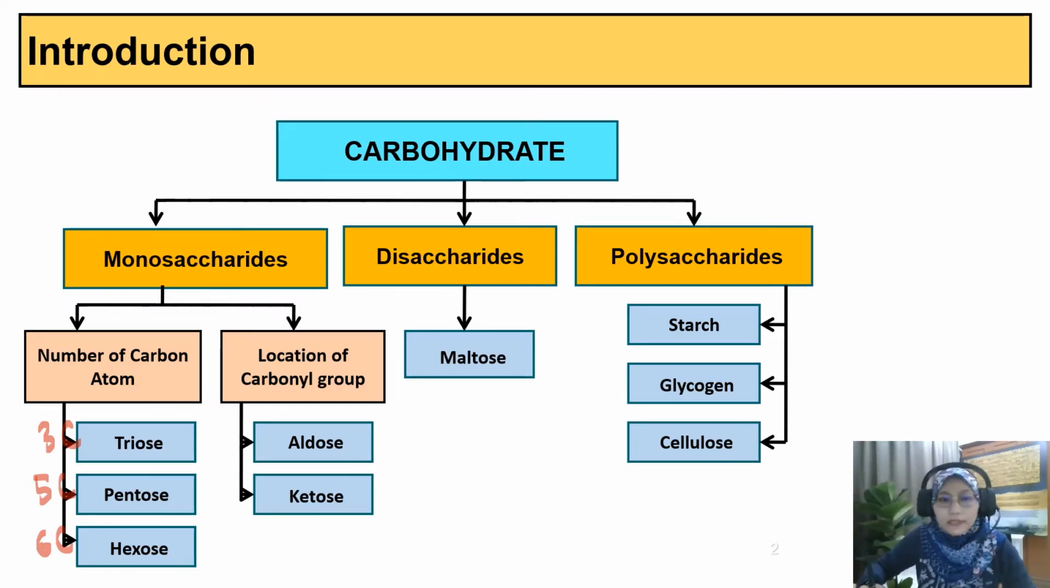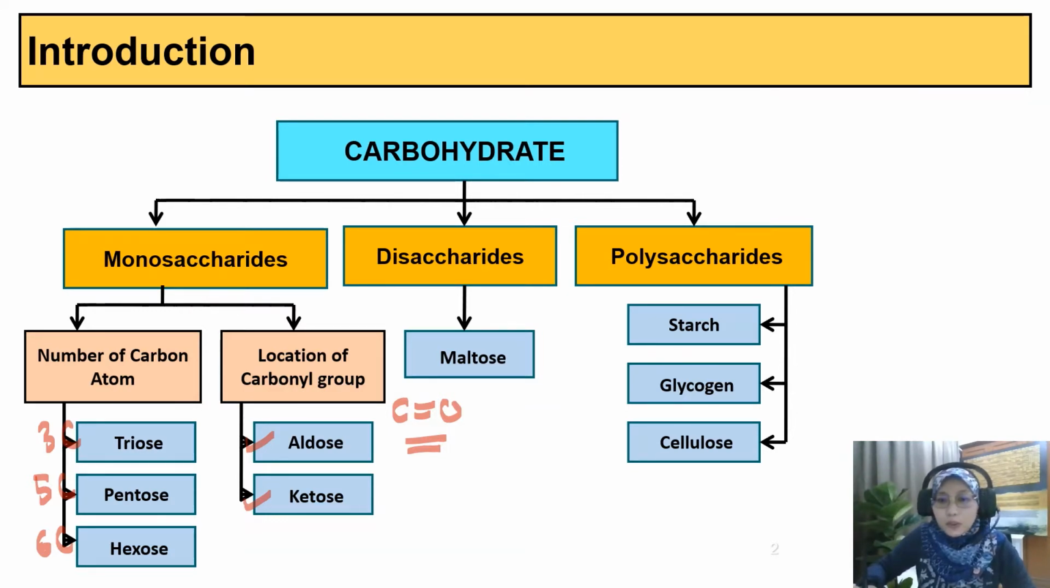Whereas, based on the location of carbonyl group, C double bond O, the carbonyl group can be positioned in anywhere in the carbon skeleton. If the carbonyl group located at the end of the carbon skeleton, then the sugar is known as aldose. If the carbonyl group is located in the middle of the carbon skeleton, then the sugar known as ketose.